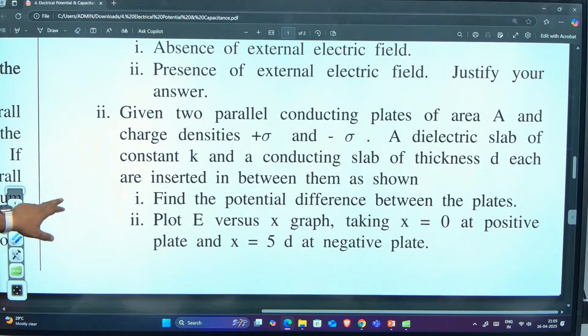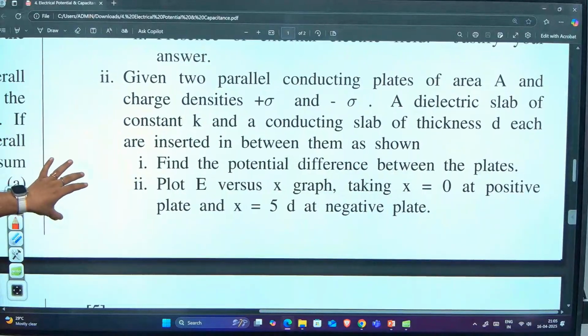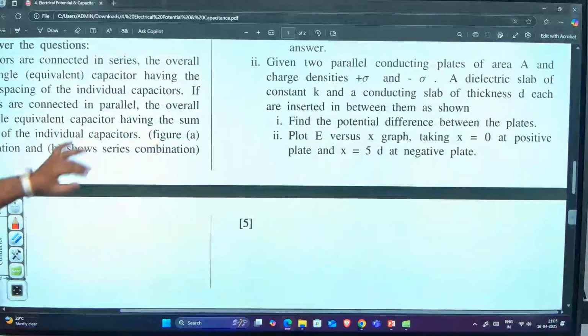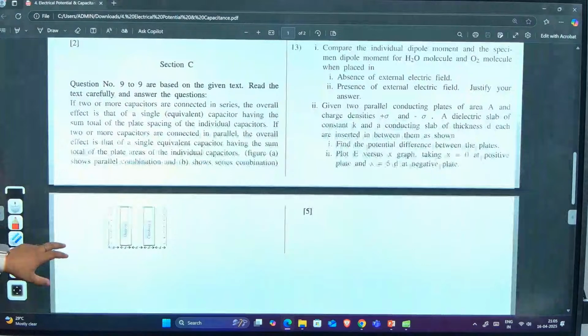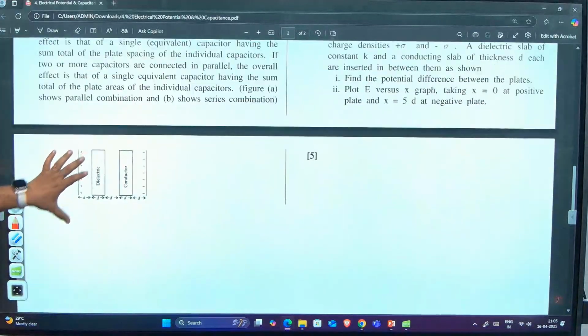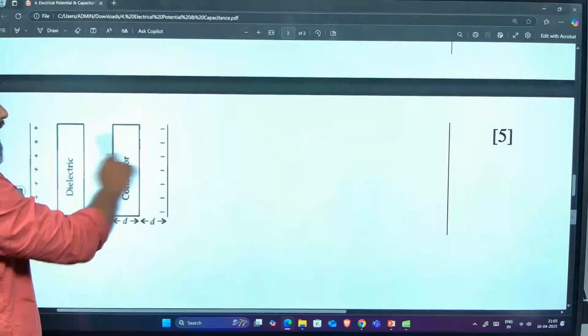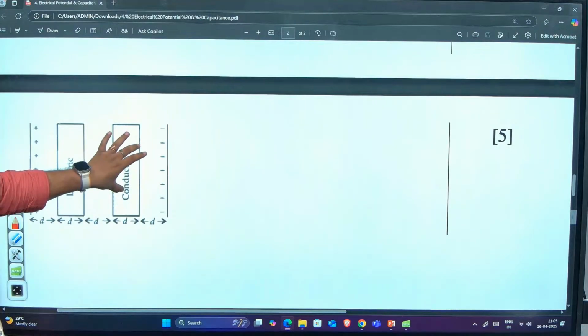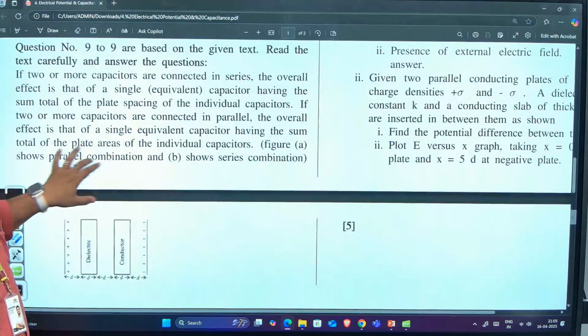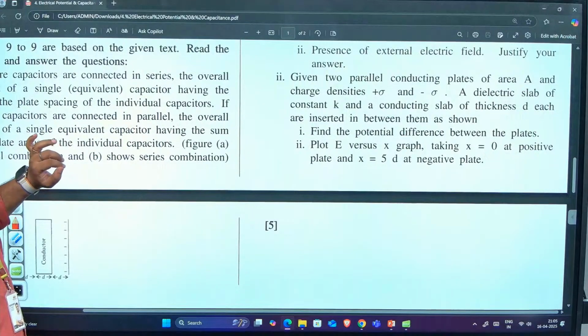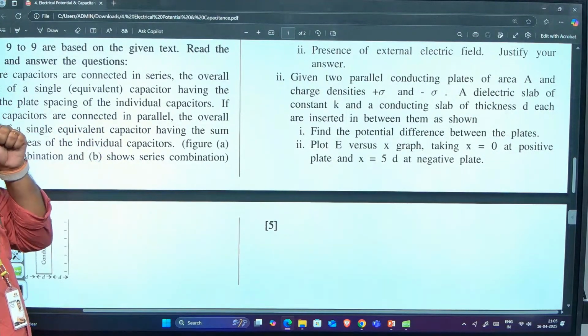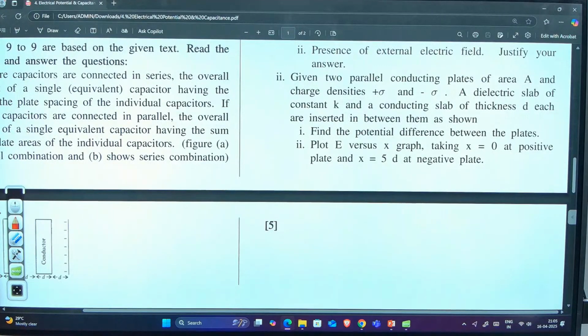Given two parallel conducting plates of area A and charge densities plus sigma and minus sigma. Here they have drawn the diagram. With plus sigma and minus sigma we will have a uniform electric field. Now what are they telling? A dielectric slab of constant K and a conducting slab of thickness d are each inserted in between them as shown. Find the potential difference between the plates.